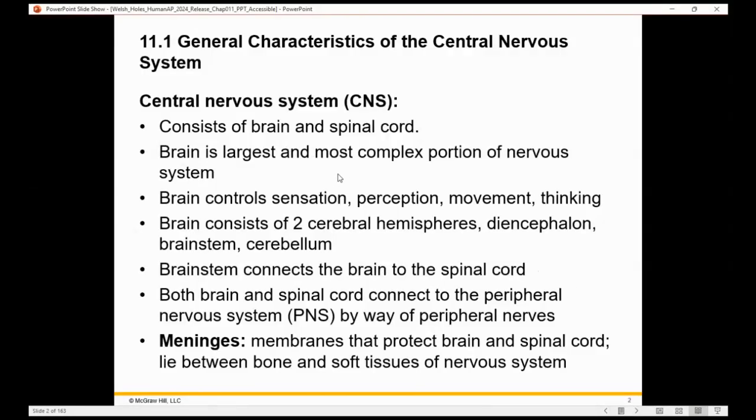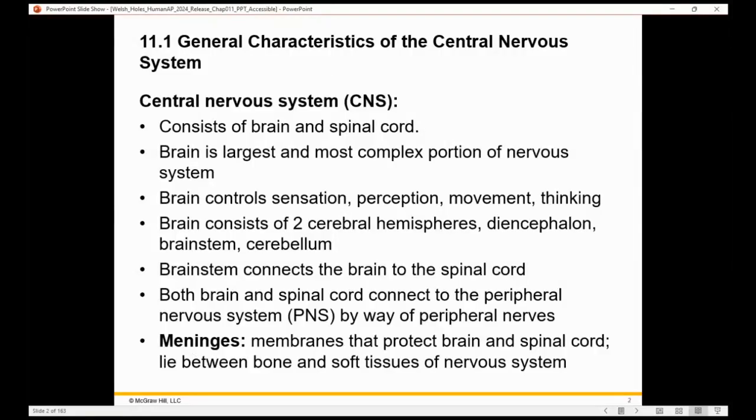And so we consider the brain to be the largest and the most complex portion of the nervous system. The brain controls sensation, perception, movement, thinking. And the brain, of course, has two cerebral hemispheres, so two halves. Now, as you go internally, you'll see an area in the center called the diencephalon. And then below that, you have the brainstem, and then the cerebellum. And the cerebellum is at the back of the brain, and we'll talk more about that later on.